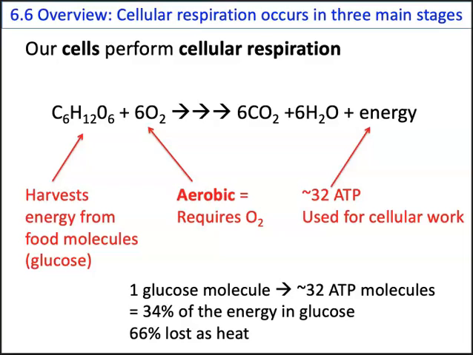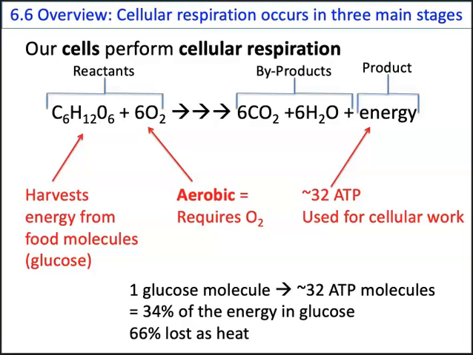Now from one glucose molecule we get about 32 ATP molecules, and that's equivalent to about 34% of the energy in glucose to begin with. That means the other 66% is lost as heat. And this chemical equation, this is a very important equation. You want to know this backwards and forwards. It will likely come up on the test.